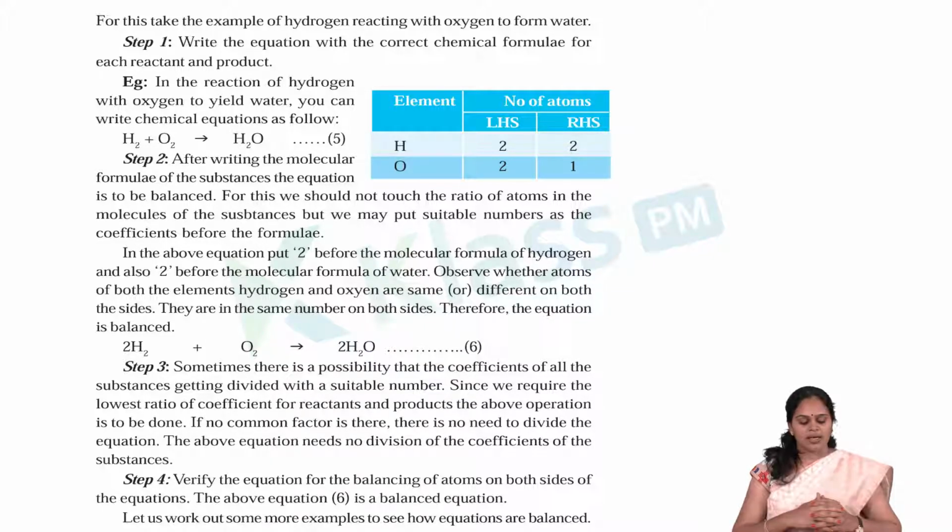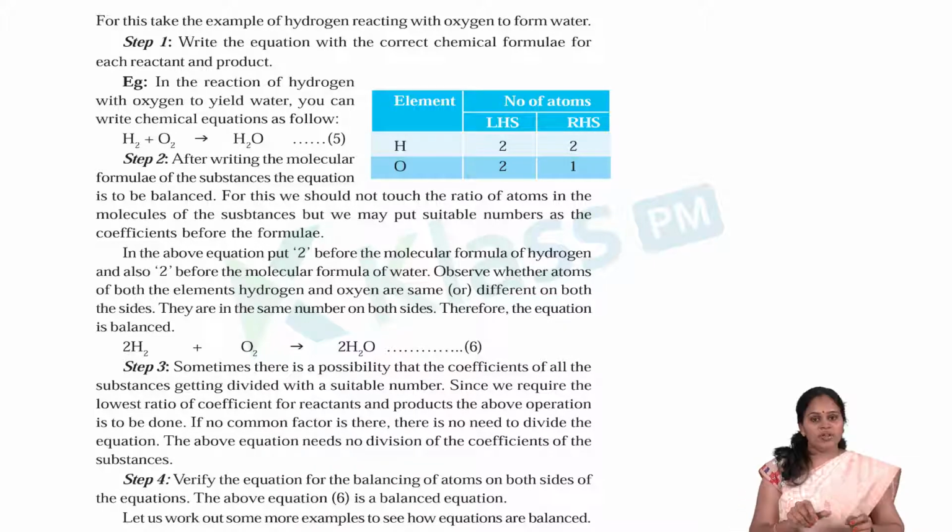Step 1 is to write the equation with the correct chemical formula for each reactant and product. For example, H2 plus O2, just now we discussed how to form the water. That is hydrogen plus oxygen gives water. That is H2 plus O2 gives H2O. We have written the equation. What is the next step? Let us see the next step.